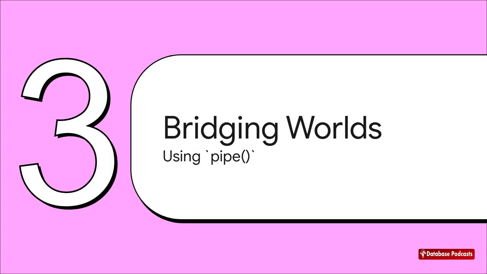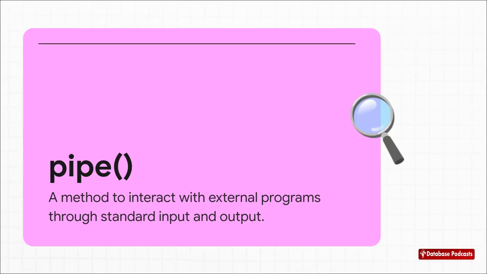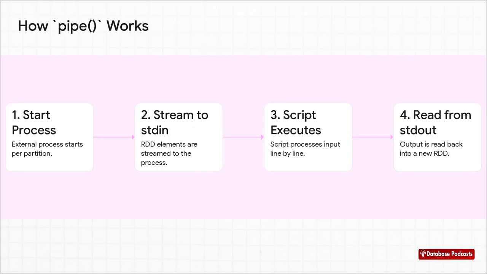Spark gives us this really powerful and surprisingly simple way to bridge these different worlds, and it's all thanks to a method called pipe. So the pipe method is designed specifically to let you shell out to external programs. It treats your data and the external script just like a classic Unix pipeline, using standard input and standard output to pass data back and forth. This is incredibly flexible because almost any command line tool already works this way.